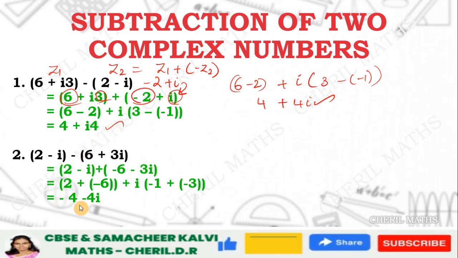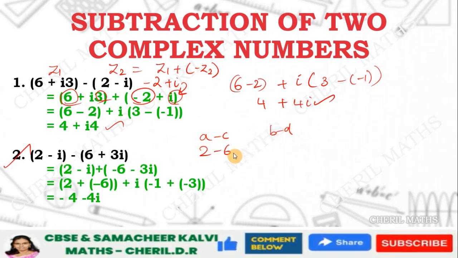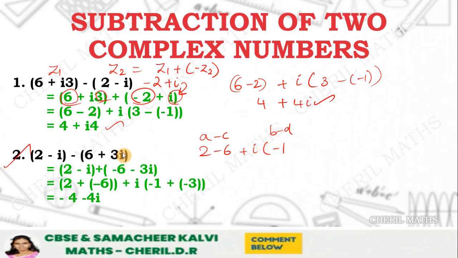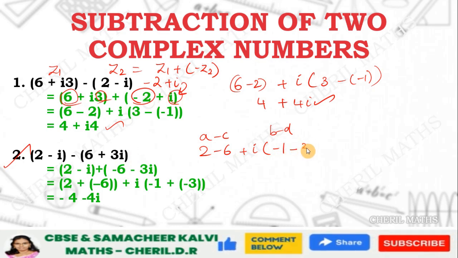The same thing applies here also. You can try this also. So 2 minus 6 will be for A minus C. And what is B minus D? Plus i into B, which is minus 1, D is 3, so it will be minus 3. So what will you get? Minus 4 minus 4i. Have you got the answer, children?